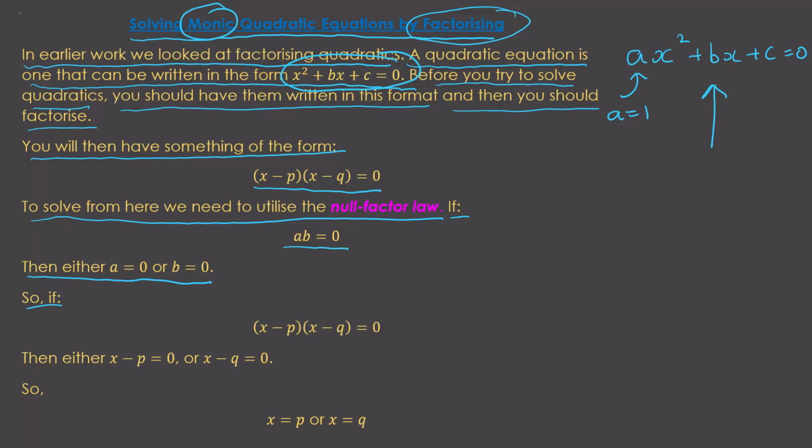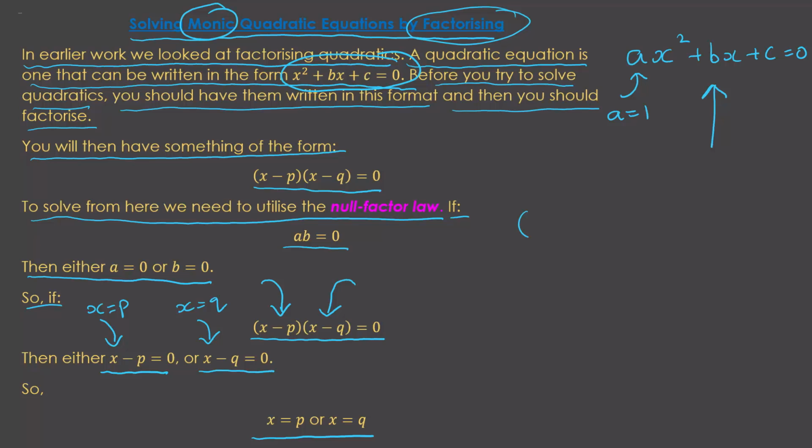So if x minus p, x minus q equals 0, then either we need x minus p to be 0, or we need the contents of this bracket, x minus q, to be 0. So what we're saying is x minus p is 0, or x minus q equals 0. If x minus p is 0, it should be fairly clear to you that x must be equal to p, because p minus p is 0. And if x minus q is 0, it should be fairly clear to you that x would be equal to q. So we get the answers x is p or x is q.